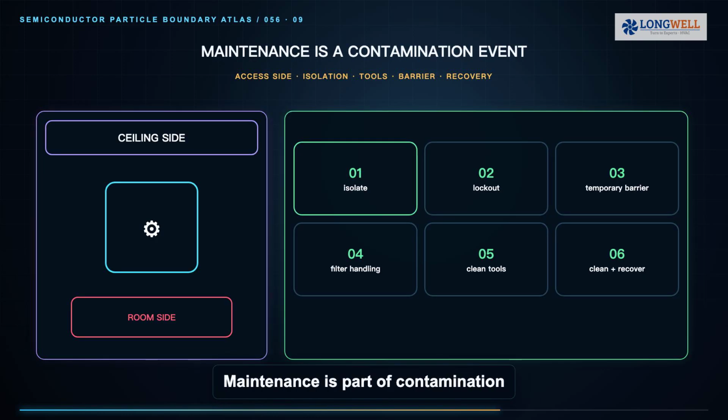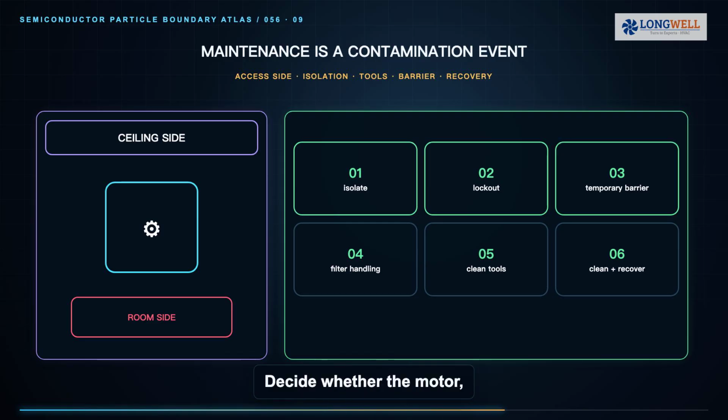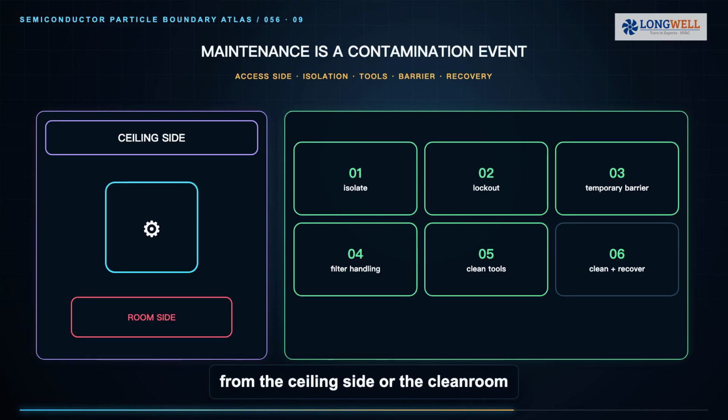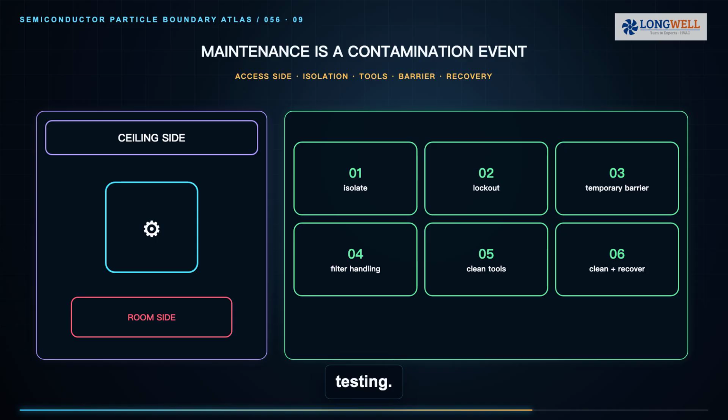Maintenance is part of contamination control. Decide whether the motor, electronics, and filter are accessed from the ceiling side or the cleanroom side. Define isolation, lockout, filter handling, tools, temporary barriers, cleaning, and recovery testing. A module that saves a few minutes during selection but spreads particles during service is not a good cleanroom solution.